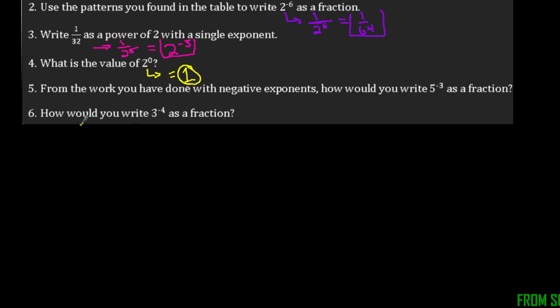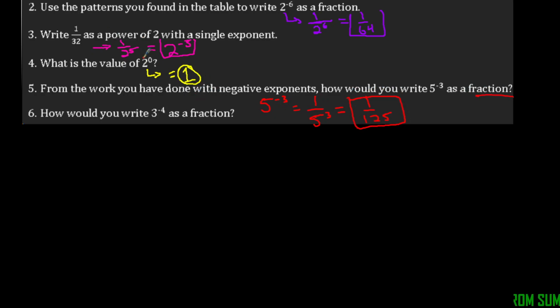And for number 5, it says, from the work that you've done with negative exponents, how would you write 5 to the negative 3 as a fraction? So what we can do is we can write it like this. If I have 5 to the negative 3, get rid of that negative exponent by writing it in the denominator. So I have 1 over 5 to the third power, which is the same as 1 over 125. So I wrote it as a fraction.